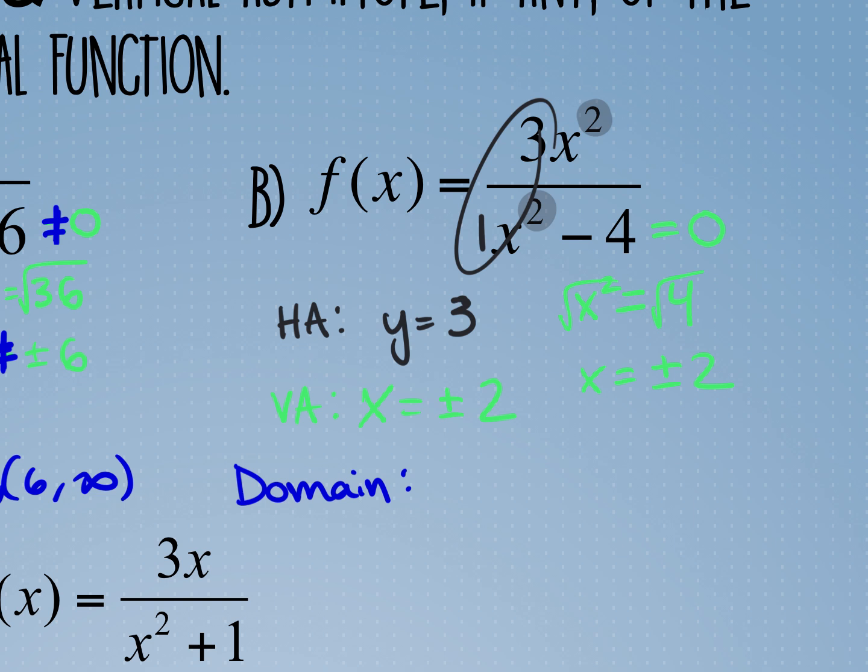X does not equal 2 and negative 2. Perfect. It's the same values as our vertical asymptote. How would we write that in interval notation?